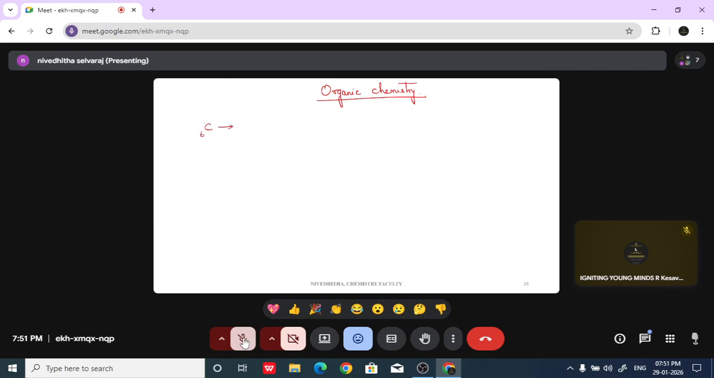So the electronic configuration is 1s2, 2s2, 2p2. So the second shell is the valency shell. This is the outermost shell. In the outermost shell, how many electrons do we have?